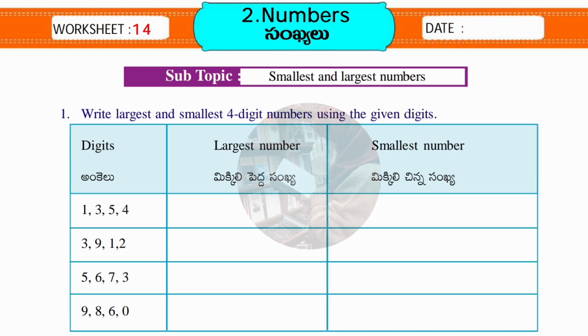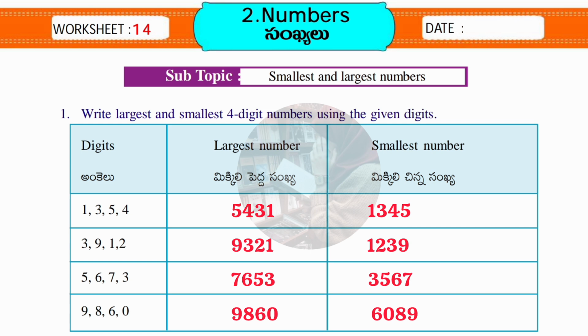Right? So let's see. First one is 5431 is the largest number, whereas 1345 is the smallest number. Next, second one, 9321 biggest number, then 1239 smallest number. Then 7653 is the biggest number, then 3567 is the smallest number. Then 9860 is the biggest number, 6089 is the smallest number.